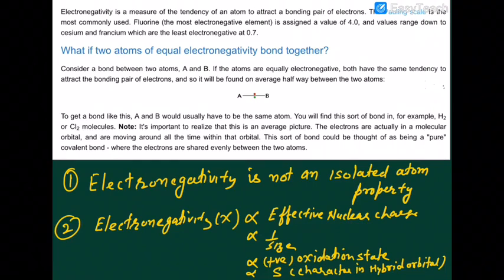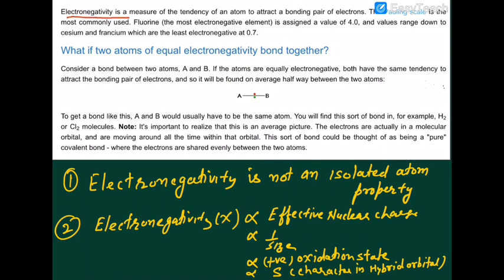Today we are going to discuss a very important property, the most important factor which you are going to use in the coming classes. So we will talk about electronegativity.